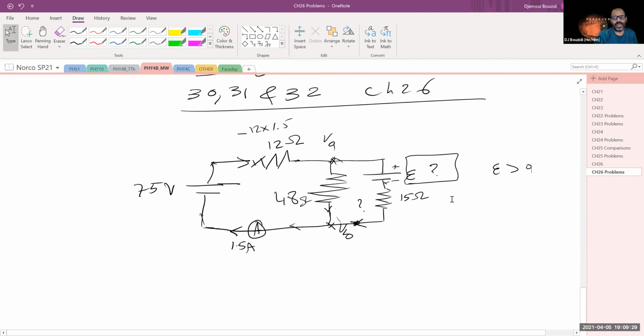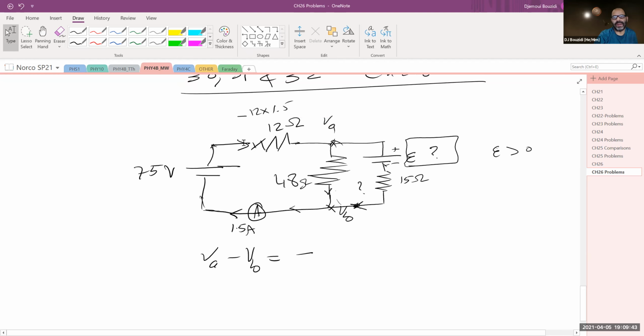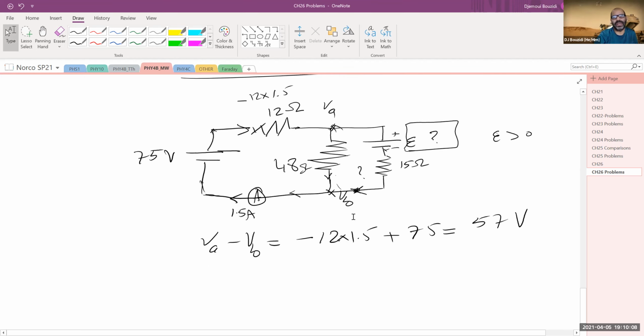So again, you're supposed to do the calculation, and it's actually in that link I provided to you, and it should not be hard to do. So the first calculation that you're going to be doing is VA minus VB, which is equal to minus, because I'm calculating the voltage drop and I'm going against the current. So it's minus 12 times 1.5, which is 18, by the way, plus 75. 18 deducted from 75 is what? 57. So this is 57 volts. So that's why I said that this voltage is higher than this voltage. A is higher in potential than B.